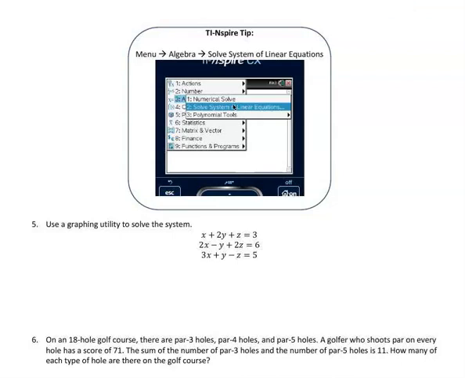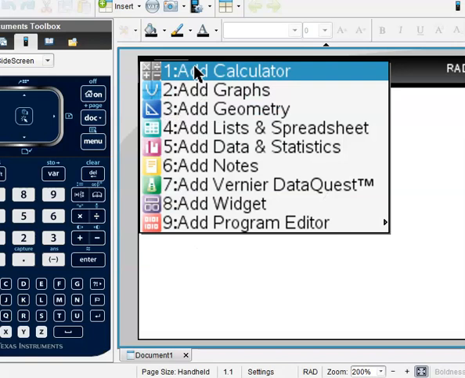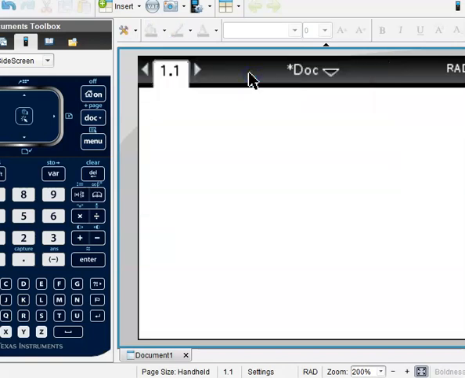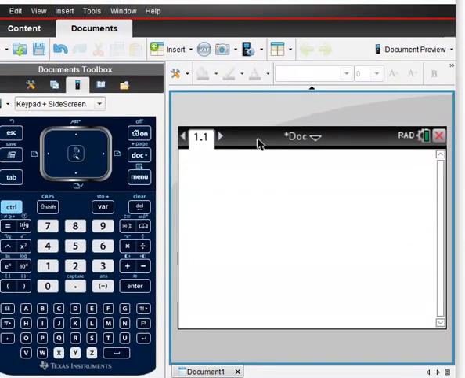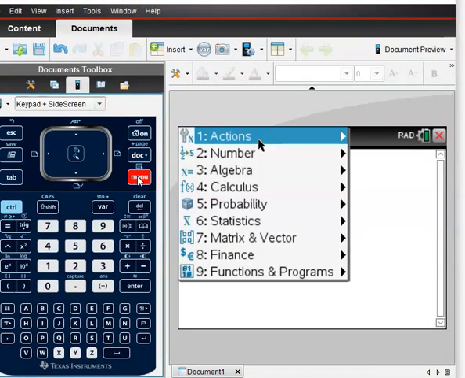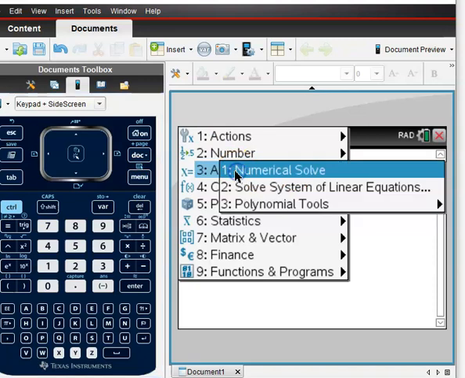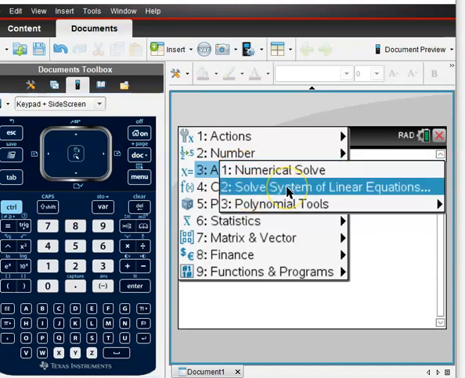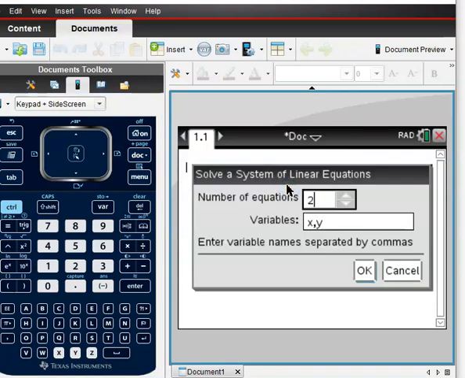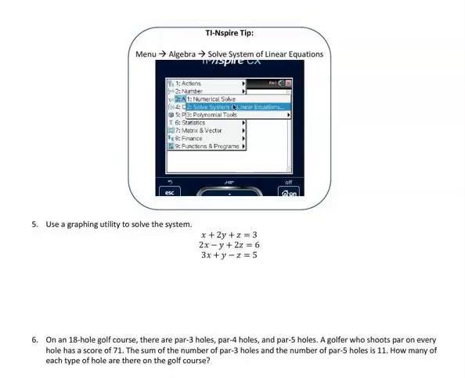So on the Inspire, if you go to a calculator page and you press Menu, and we choose Algebra. Number 2 says Solve System of Linear Equations, and you can tell it how many, if there's two rows, 2 equations, and how many variables. So let's look at the next one on this assignment that has 3 rows, so I see 3 equations.